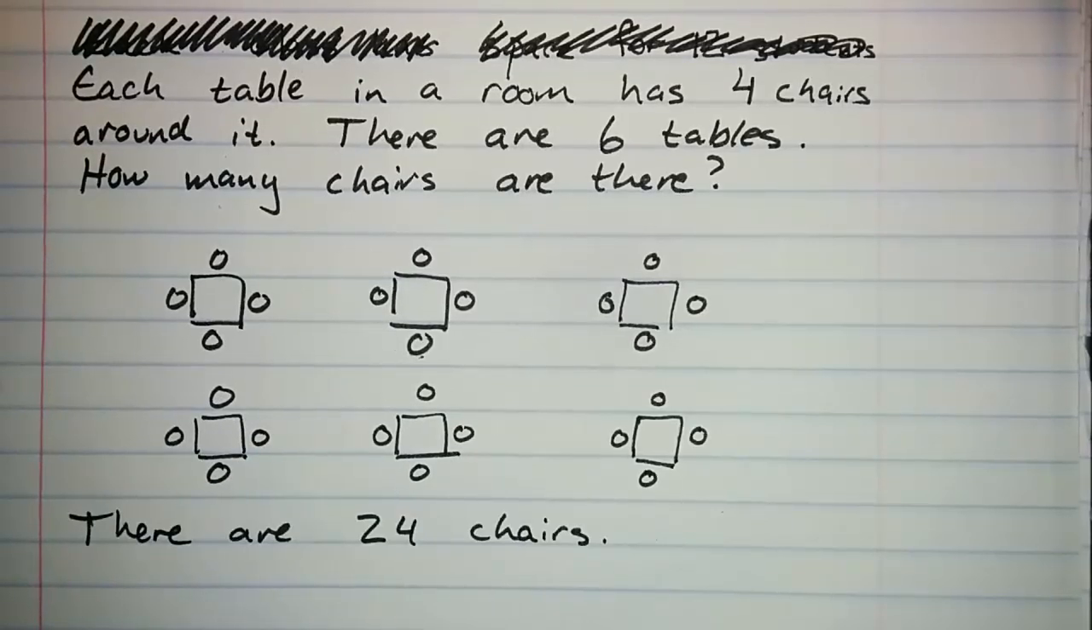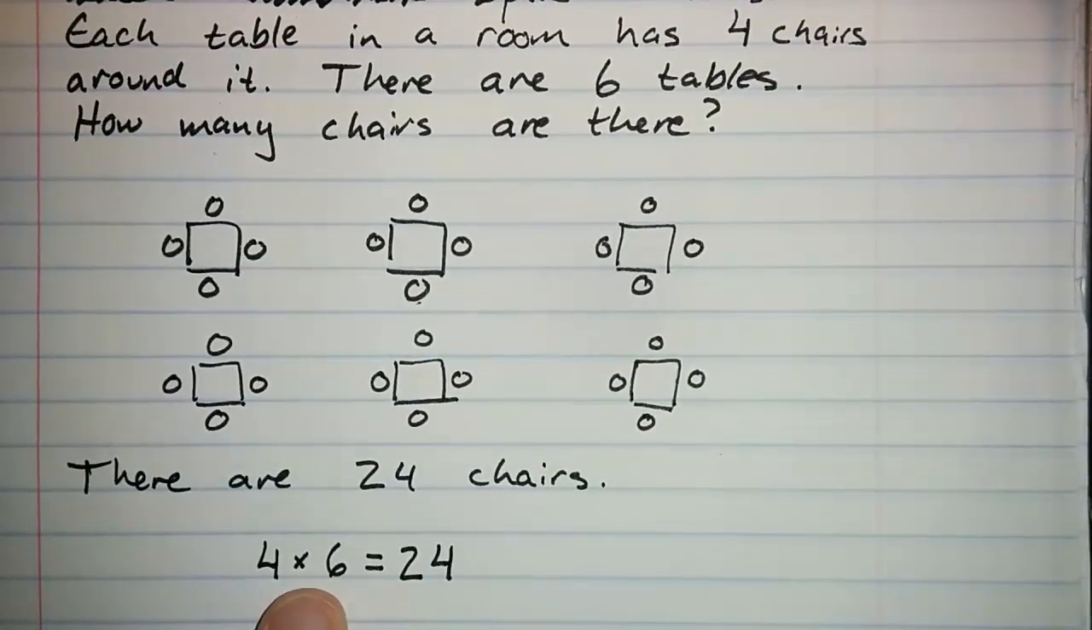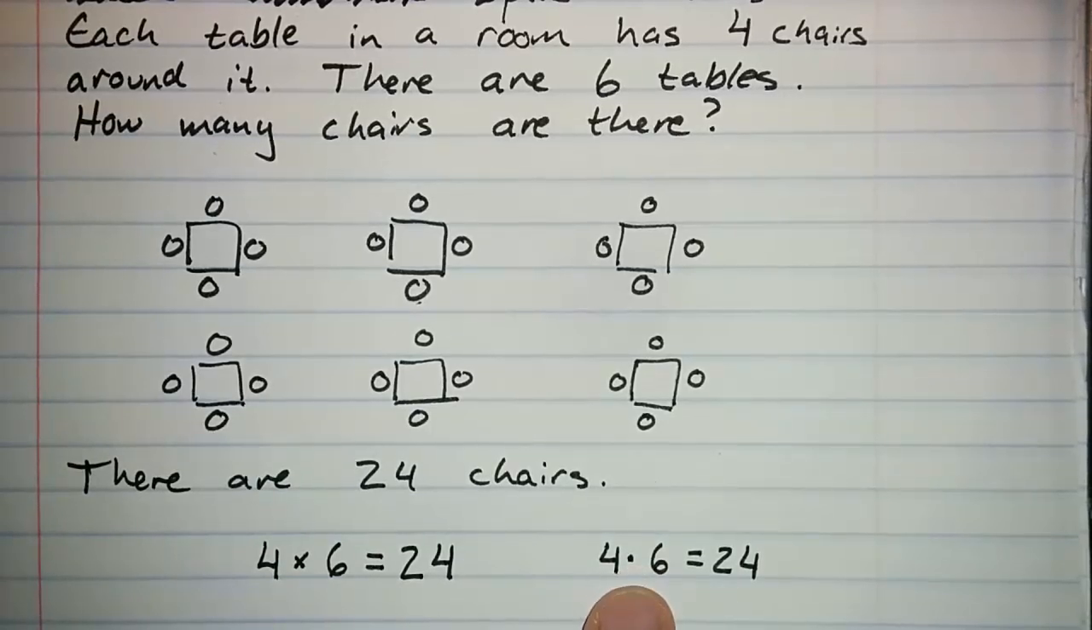We describe that with the multiplication sentence. 4 times 6 equals 24. We could write it using this symbol for times, or using this symbol for times. Notice if we're using a dot for times, it appears at the midline of the text, not down at the bottom. When do we use these two symbols?